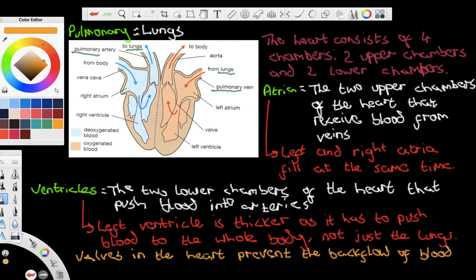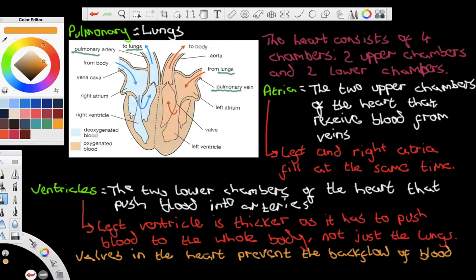So we've said that the heart consists of four chambers, two upper chambers known as atria that receive blood from veins. We've also said that it has two lower chambers known as ventricles. These ventricles pump blood to the entire body, and that the left ventricle has a much thicker wall than the right ventricle. This ensures that blood can be pumped to the entire body under more force. Okay?